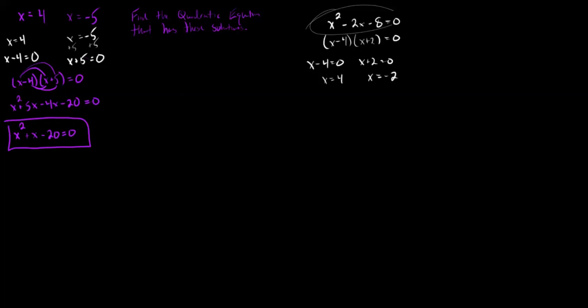So let's take a look at another example. Let's say we wanted to find the equation that had the solutions of x equals -2 and x equals 1/2. In this particular case, remember we want to unsolve for x. So over here I would add 2 to each side to get x plus 2 is equal to 0, and that would be one of our factors: x plus 2.